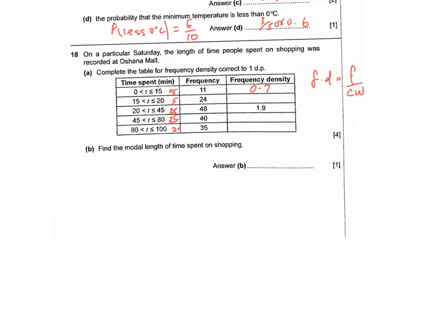24 you divide by 5, you get 4.8. 48 you divide by 25, you get 1.9. 40 you divide by 35, you get 1.1. And 35 you divide by 20, you get 1.8. And then you have your table completed.